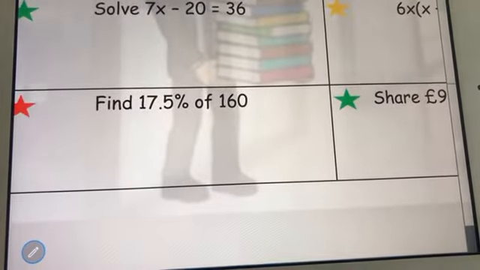Next one, I've got 7x take away 20. Just take the cardboard box off the dog.